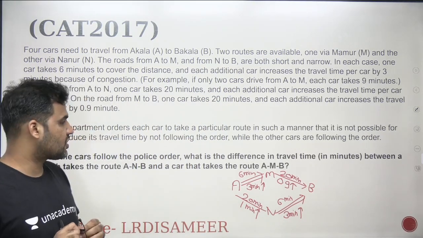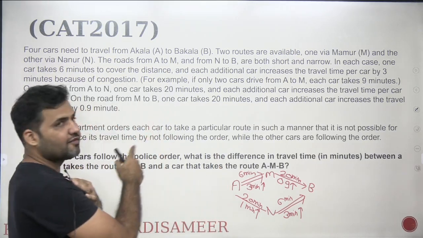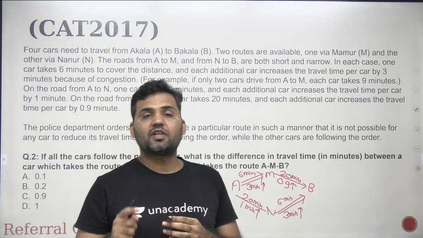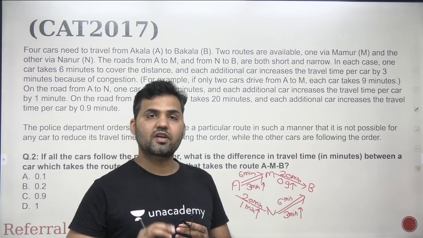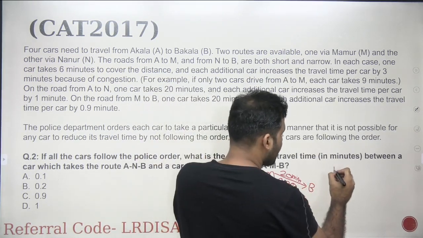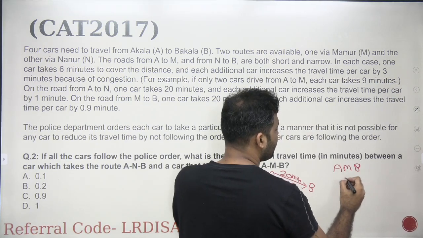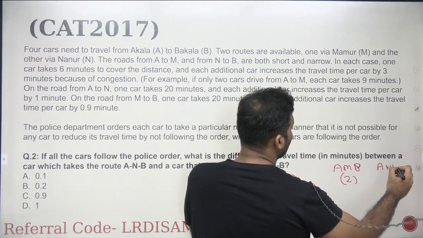In the previous question we learned that if every car follows the police order, then if a car decides to change its route, its travel time will not get reduced. In fact, it will get increased, or it will remain the same. To follow that, we have seen that two cars will be traveling via the A-M-B route, and two cars will be traveling via the A-N-B route.